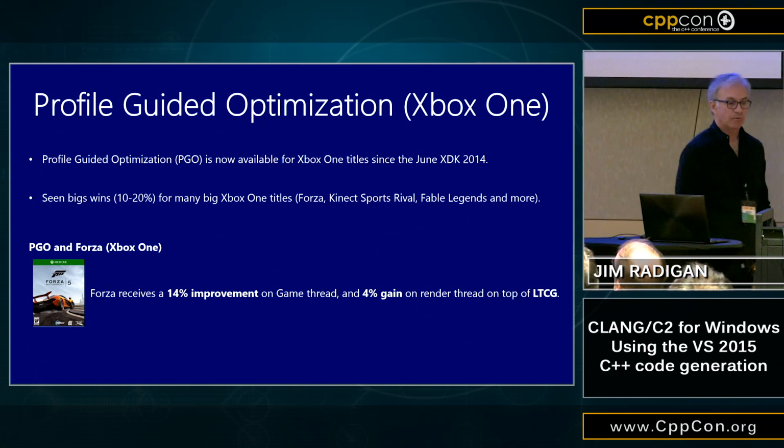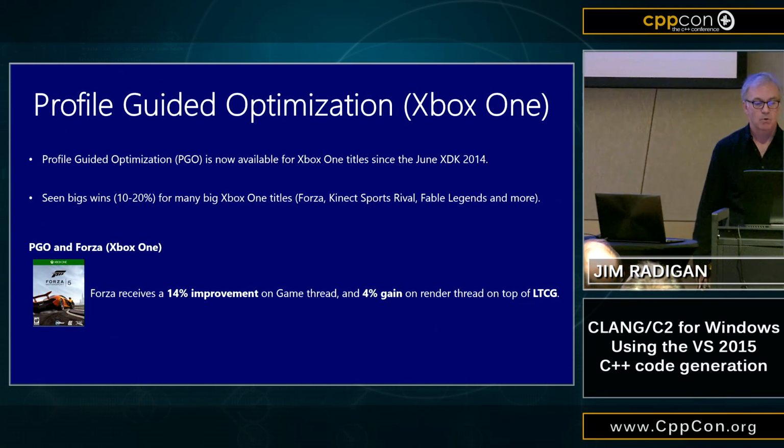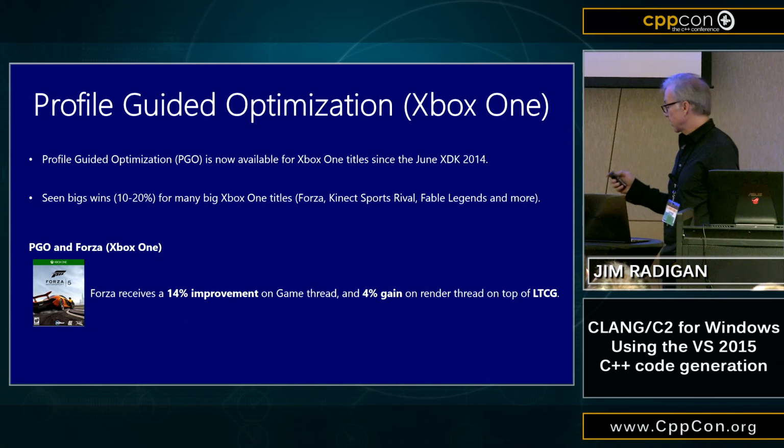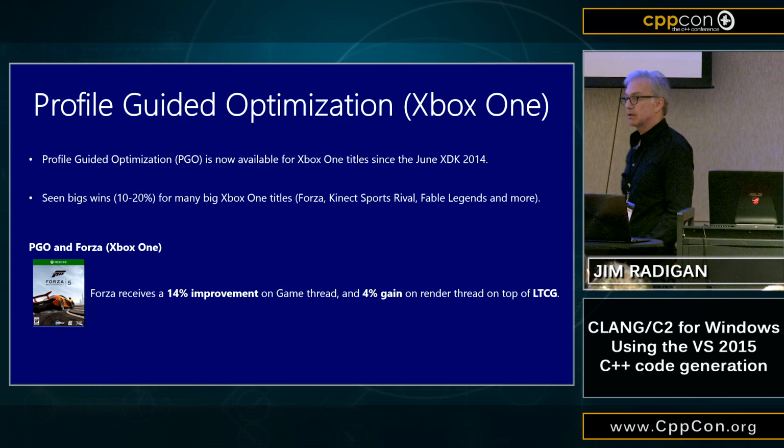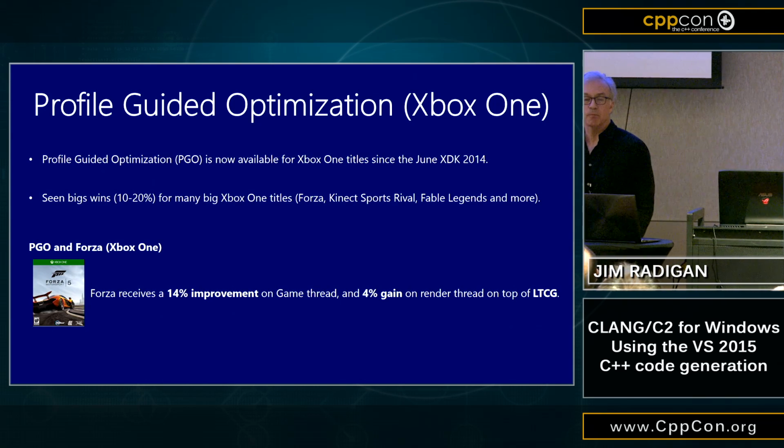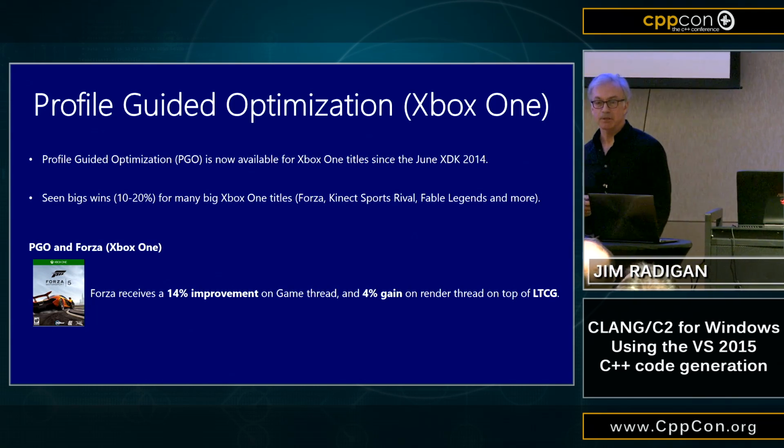So we also added profile-guided optimization for Xbox One. As you can see, one of the claims to fame early on was that Forza got a 14% improvement, and if you're somebody that makes money on just eking out frame rate, that was a really, really big deal.